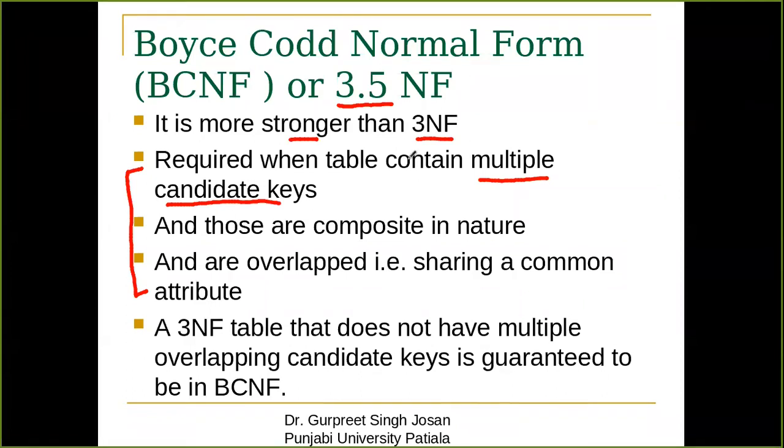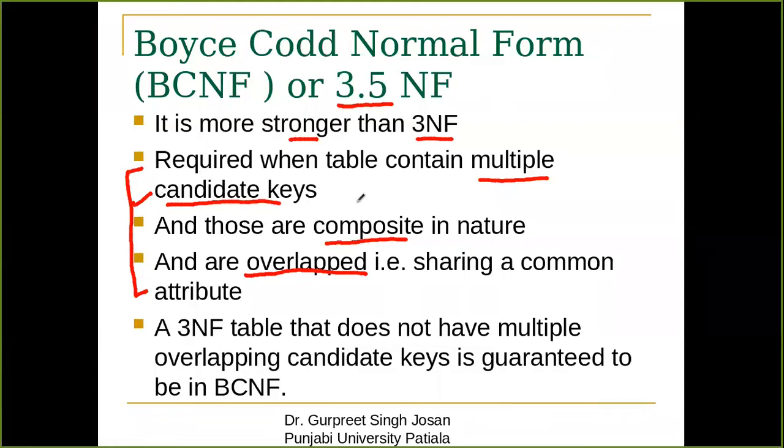The first condition is that the table must contain multiple candidate keys. The second condition is that the candidate keys should be composite in nature. What does composite in nature mean? There should be at least two or more attributes combined, and they will make a primary key. So your primary key or candidate keys will be composite in nature. The third condition is that they should be overlapping also. That is, there should be a common attribute that is shared among all the candidate keys.